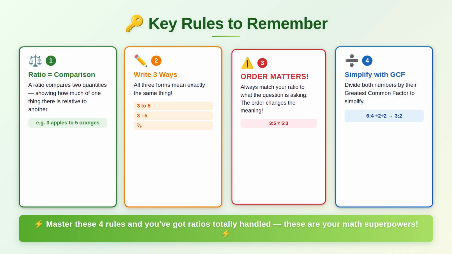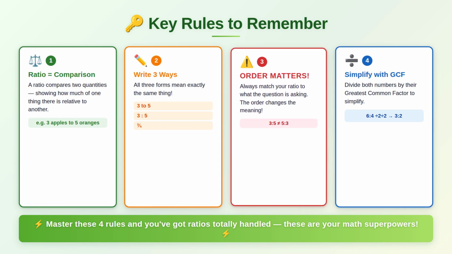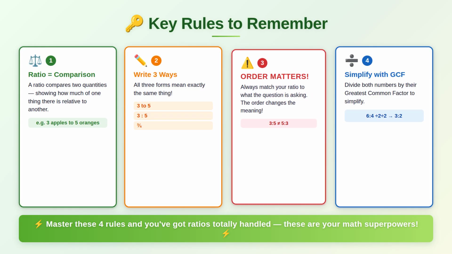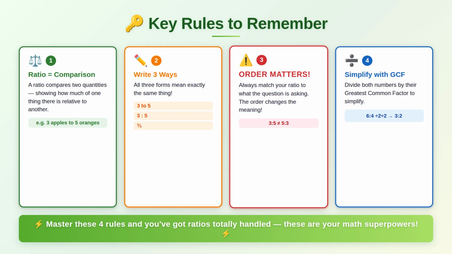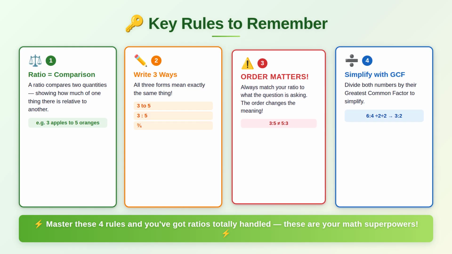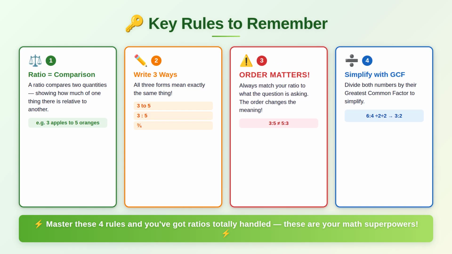Rule 1. A ratio is simply a comparison of 2 quantities. Rule 2. You can write it 3 ways: using the word to, using a colon, or as a fraction. All 3 mean the same thing. Rule 3. And this is huge. Order matters. Always match your ratio to what the question is asking.